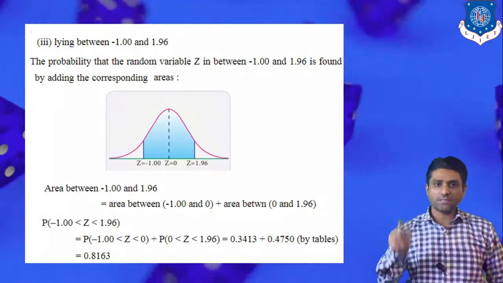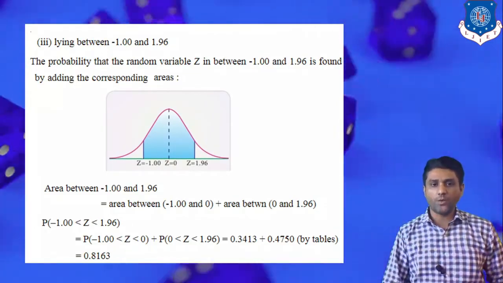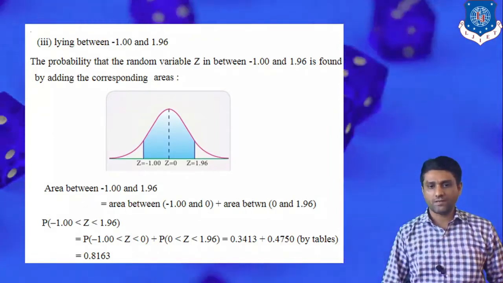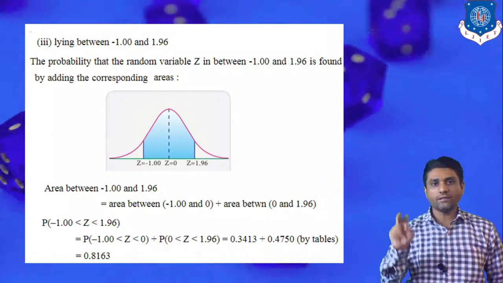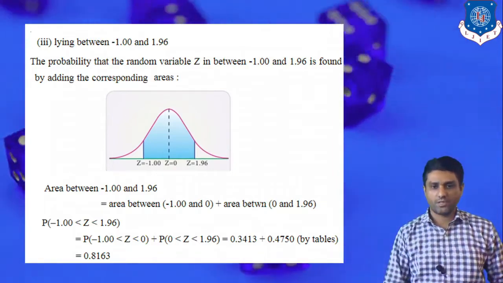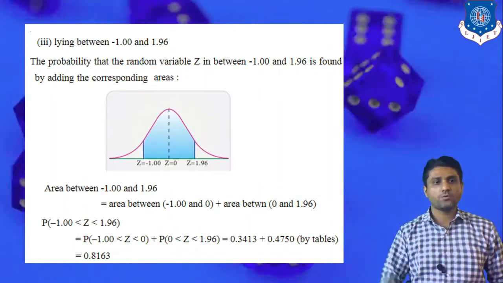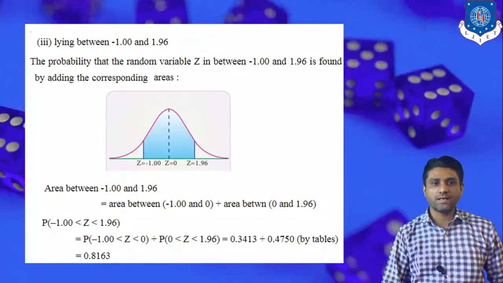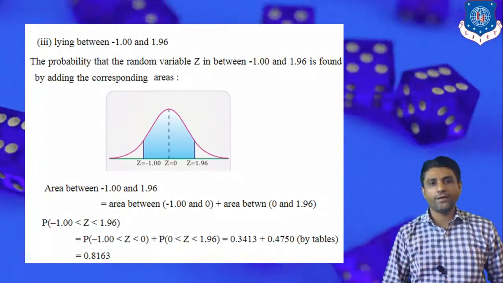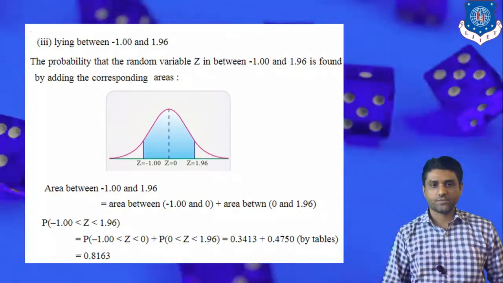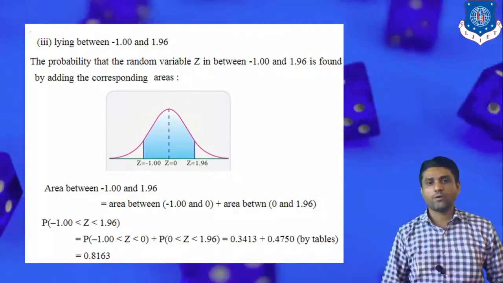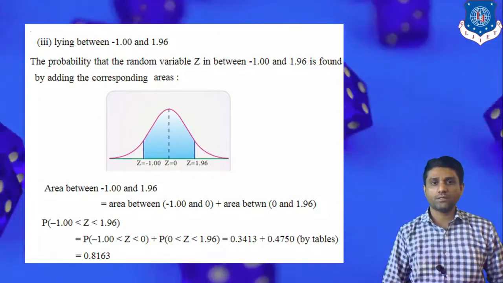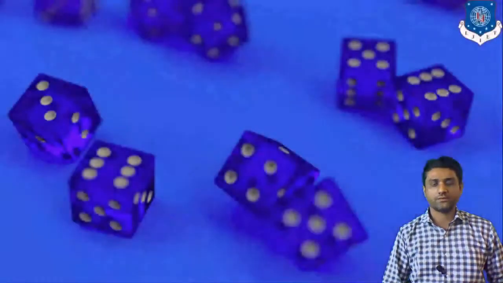And remember these two values, approximately 0.34 plus 0.47. I will show you how we can obtain them from the distribution table. By adding them, we get the probability of z lying between -1 and 1.96 as 0.8163. Next I will show you how we can obtain these two values, 0.34 and 0.47.